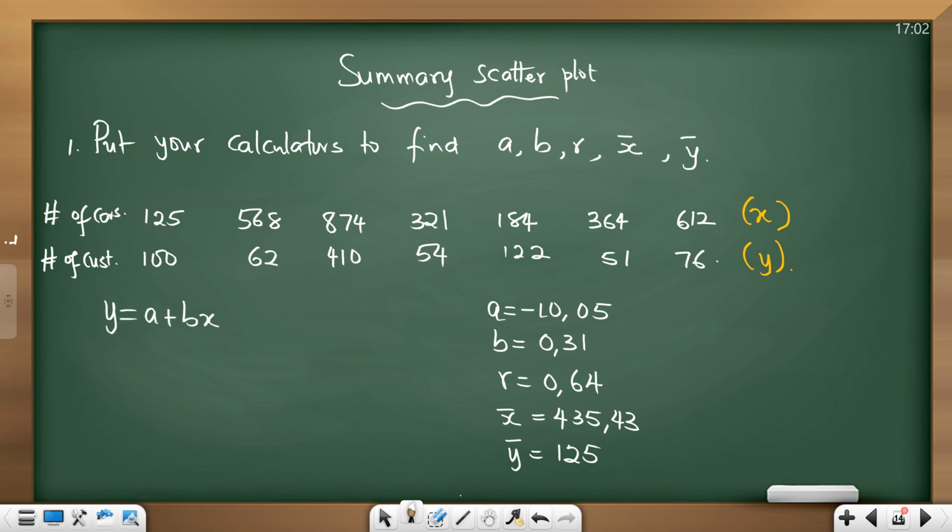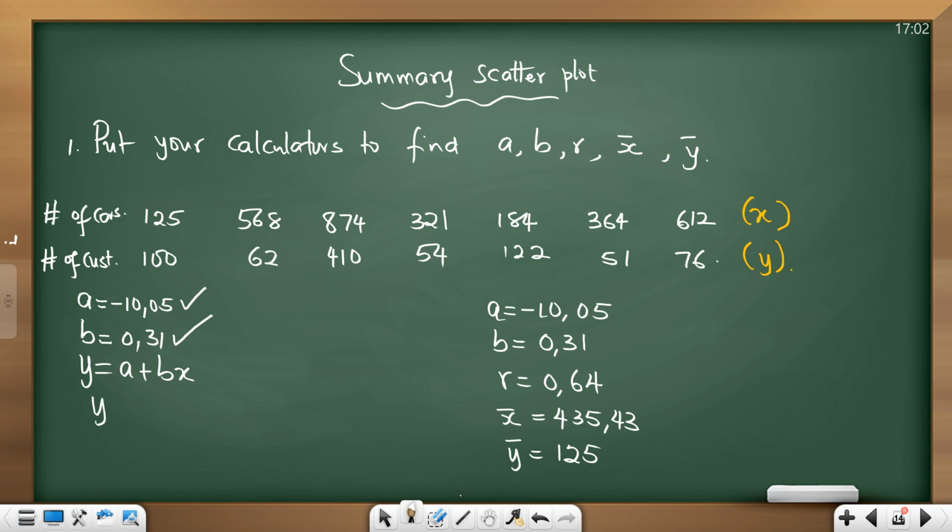A plus. Please, before you write that equation, start by writing what your A is. Negative 10,05. That gets a mark. Write what your B is. What's your B? 0,31. That gets a mark. Now what do we do? We substitute in.